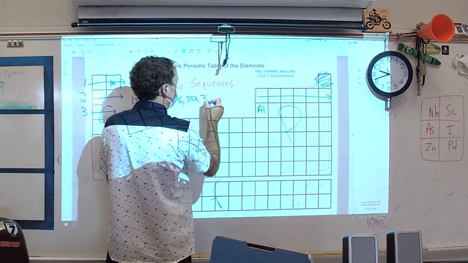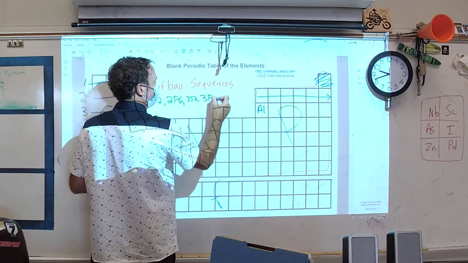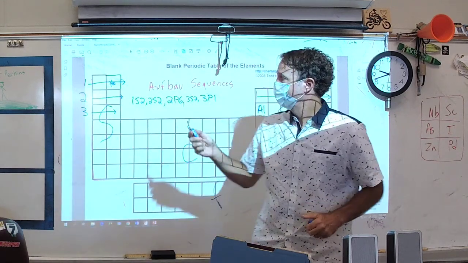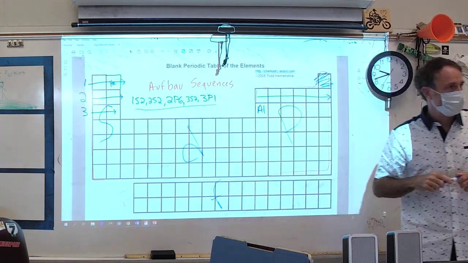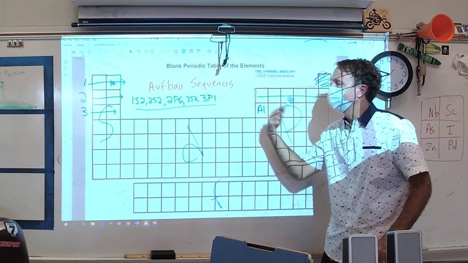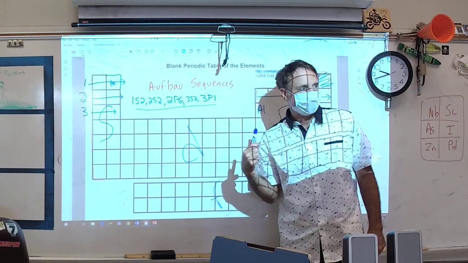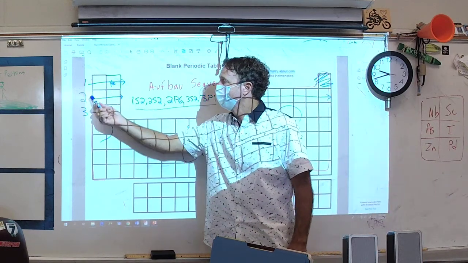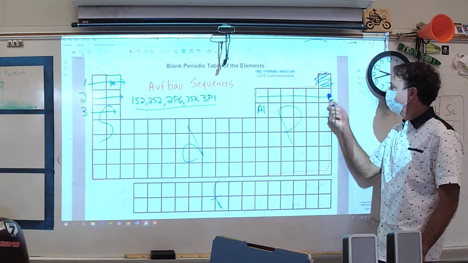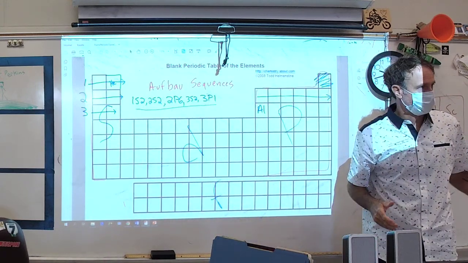It is in the third energy level. It is a P, and it is the first one. So this is an Aufbau sequence for aluminum. If you're at home, you can watch this over and over, right? Does that make sense to you, what I wrote down? I wrote 1s2, 2s2, 2p6, 3s2, 3p1. Let's do another one real quick, right?